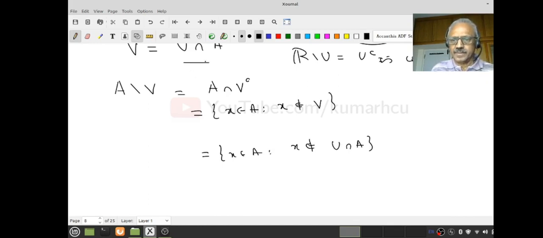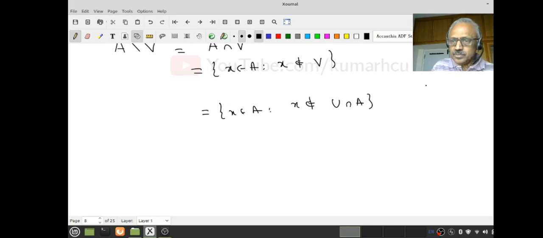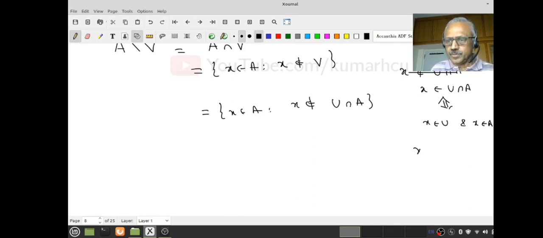Now X is already in A. If X is in U intersection A, what does it mean? This is if and only if X is in U and X is in A. Therefore, if X is not in U intersection A, that means one of them is false. Either X is not in U or X is not in A or both. But remember, the X I took is already in A. Therefore, the only possibility is X is not in U.